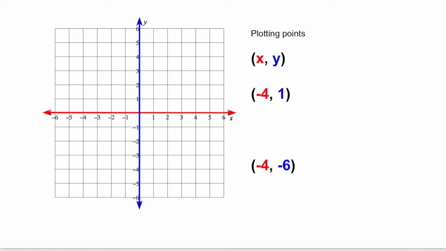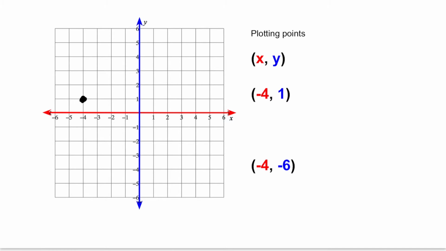A negative x value would be to the left of the y-axis. The y-axis is where x equals 0, so everything to the left of that is going to be a negative number. So the point (-4, 1) would be where x equals -4 and y is a positive 1. So it's going to be above that x-axis.